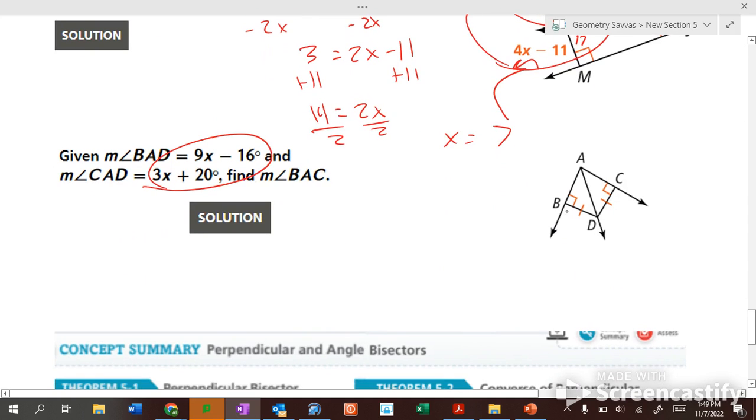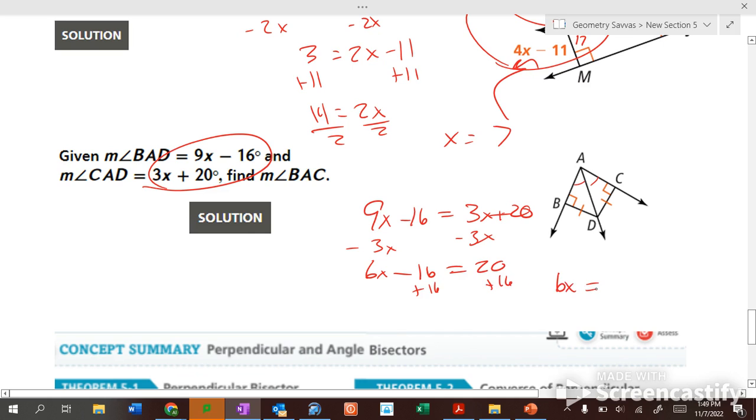So when you see things like this, BAD, CAD, you just set them equal to each other. 9x minus 16 equals 3x plus 20. Okay? And so subtract 3x from each side. 6x minus 16 equals 20. Add 16. 6x equals 36. So x equals 6. If x equals 6, what's 3 times 6? 18 plus 20 is 38. Each of these are 38 degrees.